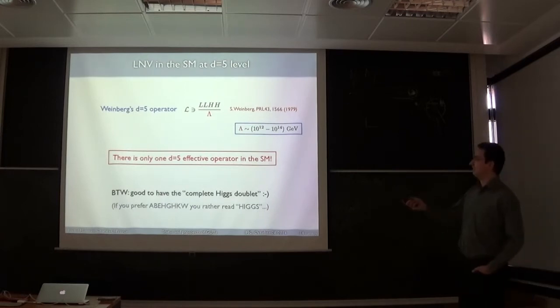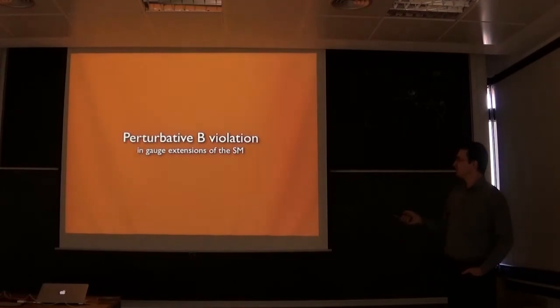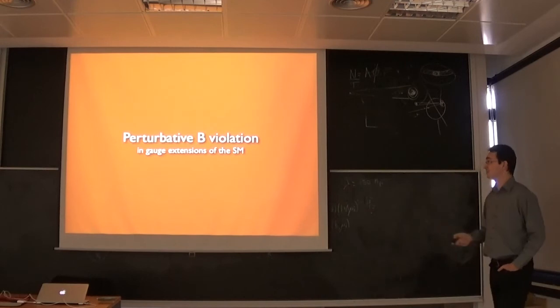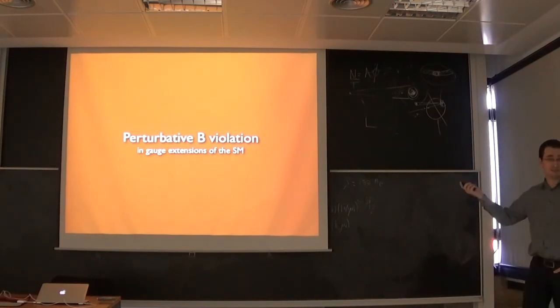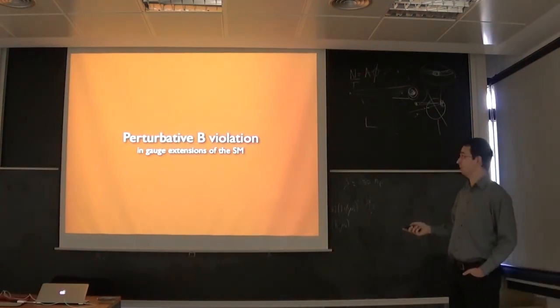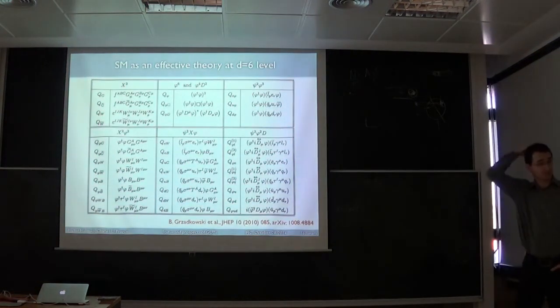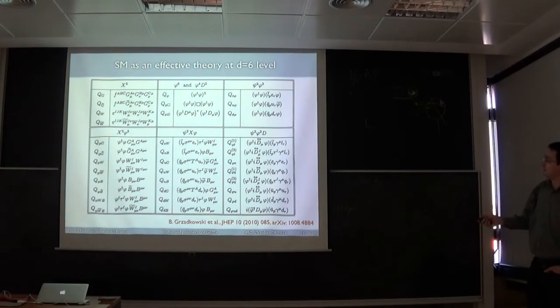But never mind. Let's try to go to dimension 6, because we've just exploited dimension 5. Let's go to dimension 6, and that's where you encounter perturbative baryon number violation in the standard model. There are something like 59 operators at dimension 6 in the standard model. It's just part of them. You can see that some of them are kind of familiar, some of them are not.